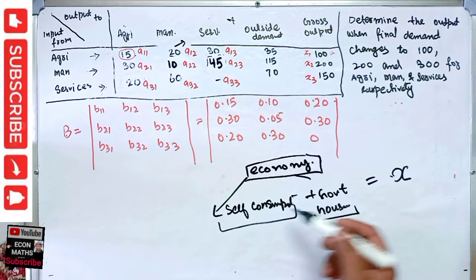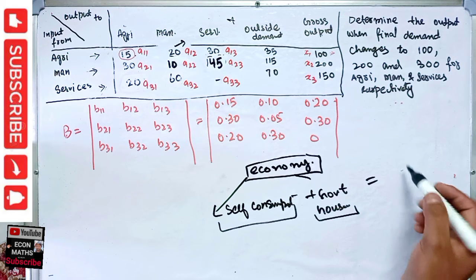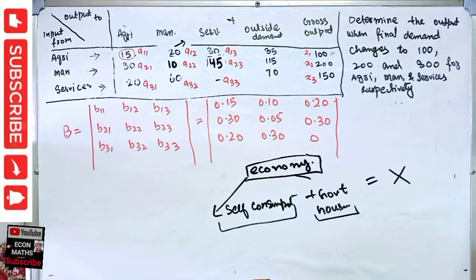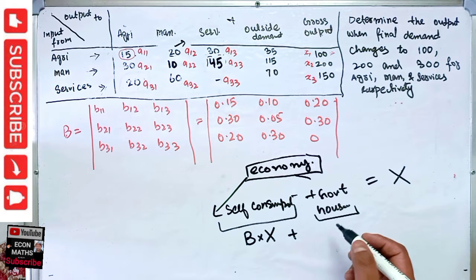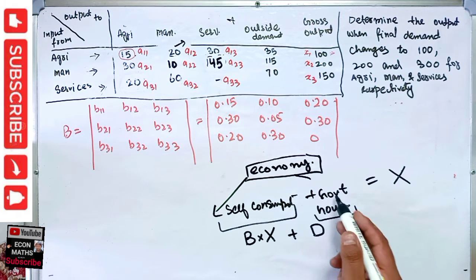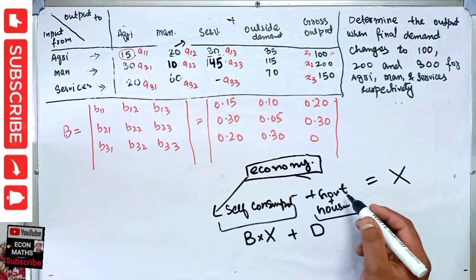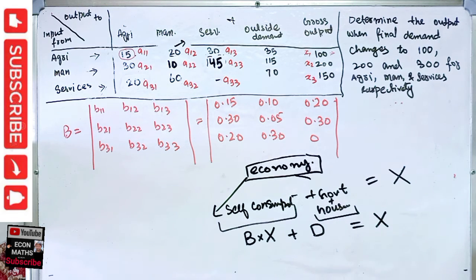So these two will give us the total amount produced. Let us say this is equal to x. Now we have this b. Then our total consumption would look like this, that is b times x plus the government spending. Let us say this is d, or government plus household demand, should be equal to x, that is, the total amount produced would be equal to bx plus d is equal to x.